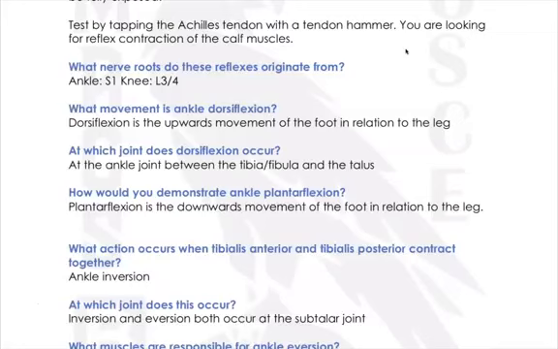Okay. There are a few questions like, what movement is ankle dorsiflexion? So mainly the dorsiflexion means the patient's foot will move upwards towards the patient, right? How can you ask the patient to do the dorsiflexion? Simply ask the patient, can you move your foot towards you? Okay, so this will be the dorsiflexion.